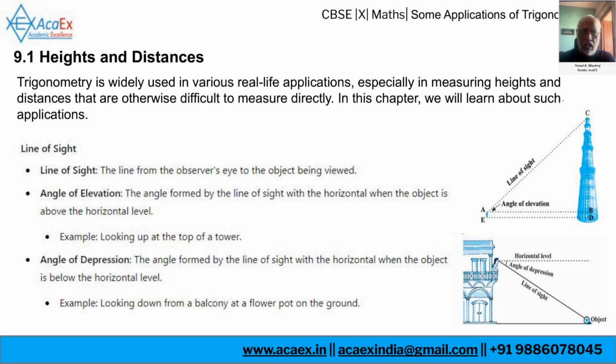Key terms. Line of sight. This is the imaginary line drawn from the eye of an observer to the object they are viewing. Angle of elevation. This is the angle formed between the line of sight and the horizontal when the object being viewed is above the horizontal level, for example, looking up at the top of a tower. Angle of depression. This is the angle formed between the line of sight and the horizontal when the object being viewed is below the horizontal level, for example, looking down from a balcony at an object on the ground.